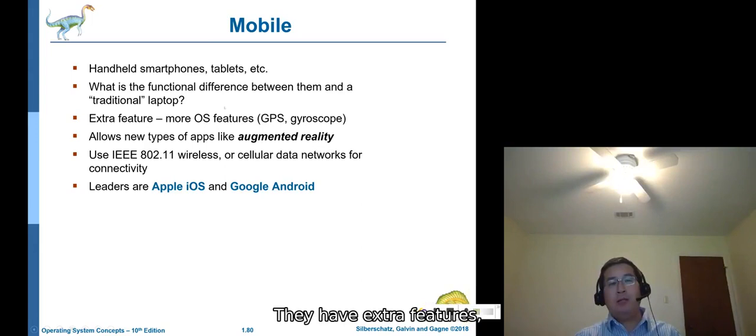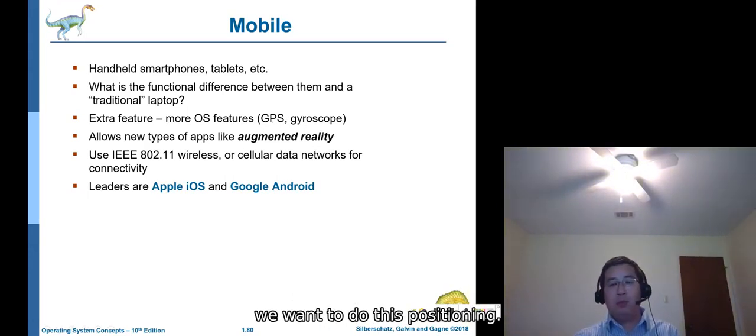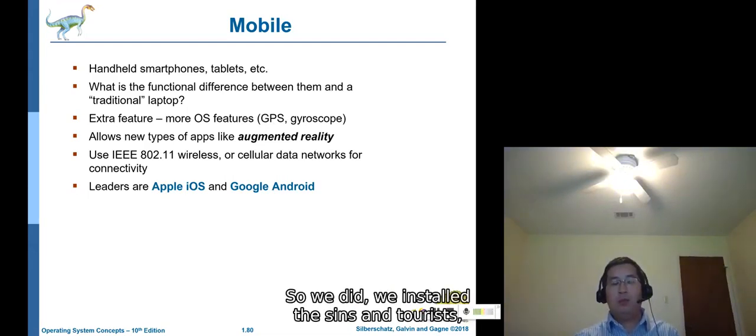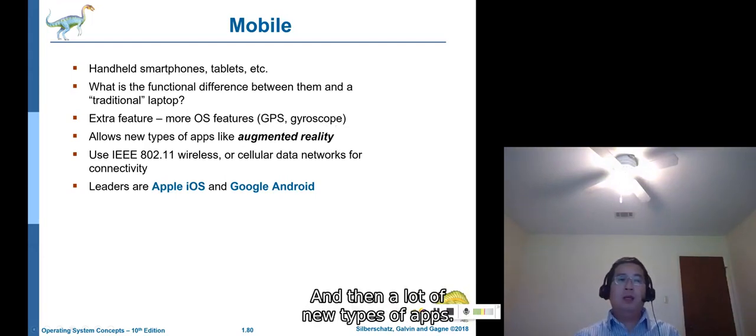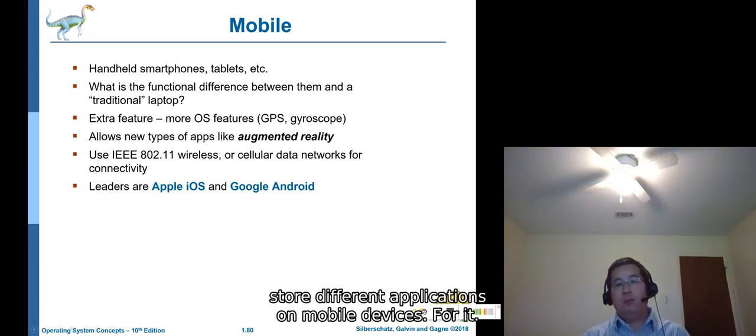They have actual features. Then they may have some other operating system related features, for example, GPS. That means we want to use it outside, we want to do positioning, so we need to install these things. And gyroscopes, and then a lot of new types of apps like augmented reality, AR. So that means they can install different applications on those mobile devices.